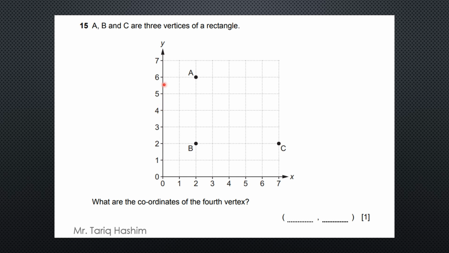1, 2, 3, 4, 5 points. So this side also should be from 2 to 6. And we have the side BC here from 2 to 7. So this side also should be from 2 to 7. So the position of point D should be here. And the coordinates are 7 on the x-axis and 6 on the y-axis.